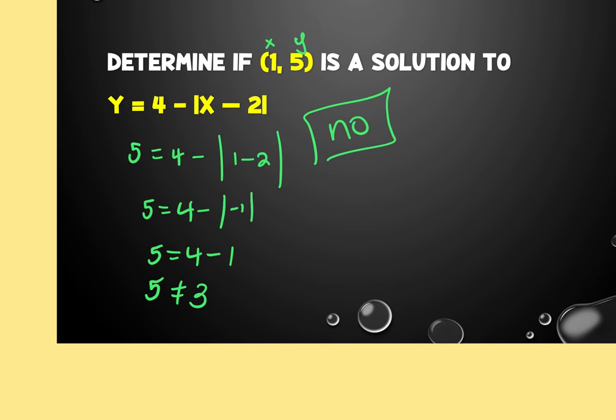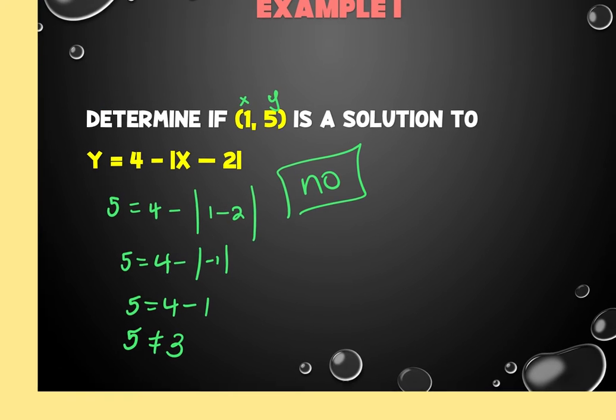So obviously that's easier than trying to go through and take your absolute value, shift it. This would be a shift to the right 2, upside down, and up 4, and then try to plot a point. It's way easier, just plug it in.